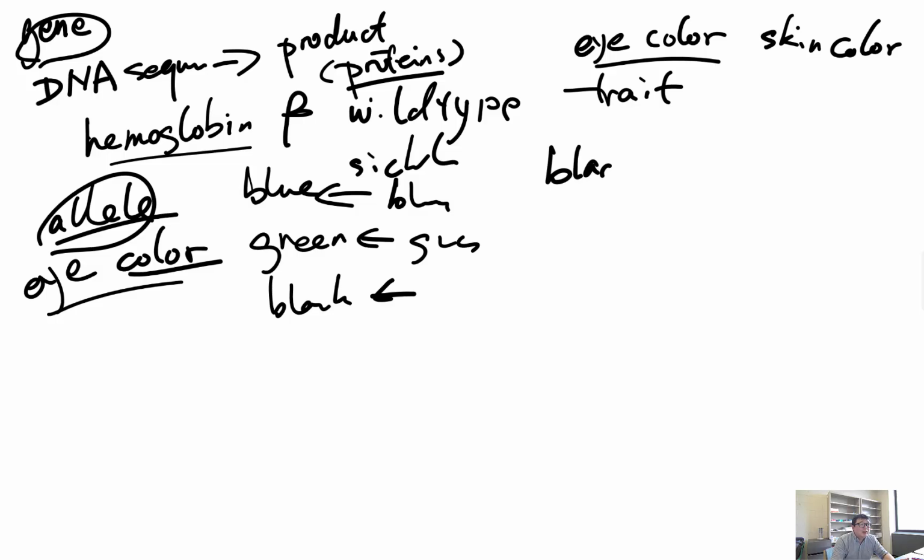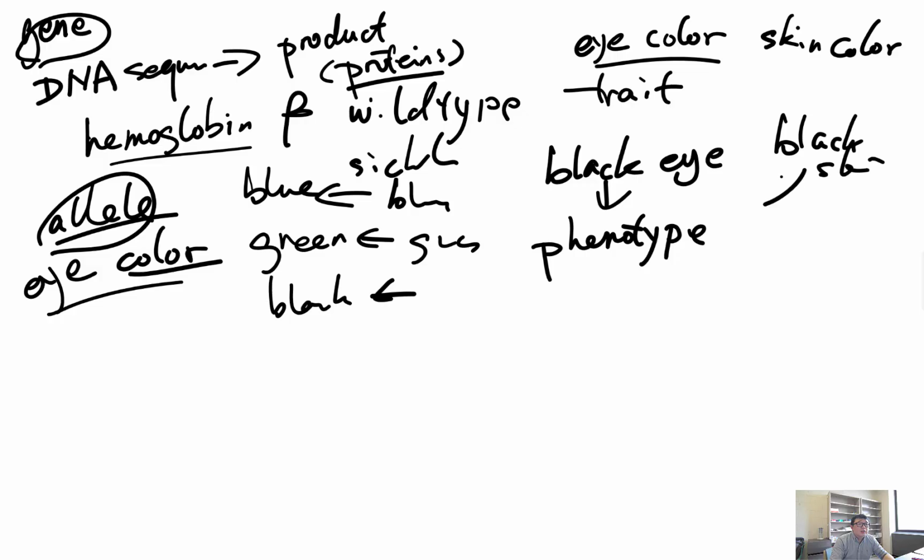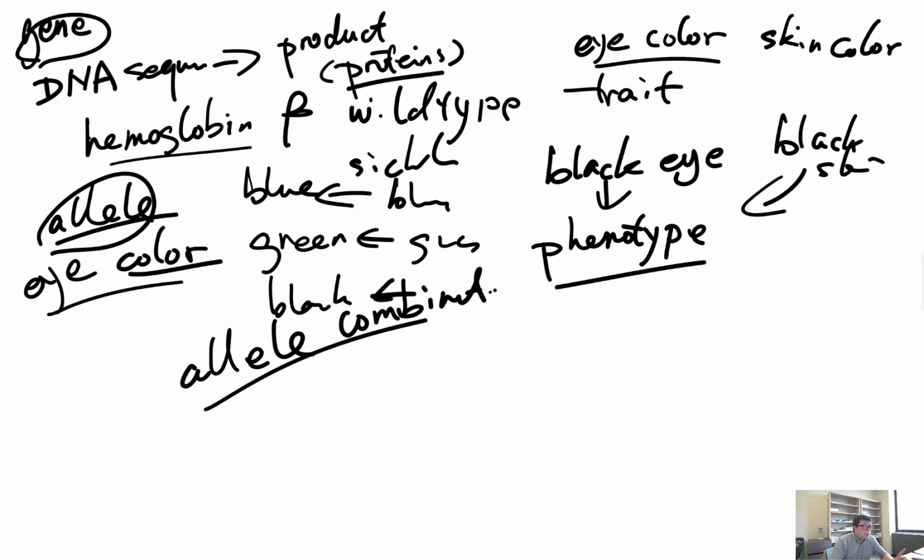So let's say black eyes. That is how a trait turned out, and this is called a phenotype. And black skin is another phenotype. What determines the phenotype? One thing that determines phenotype is the combination of alleles. For each gene in the human body, we have two alleles, and this combination of two alleles is called the genotype.